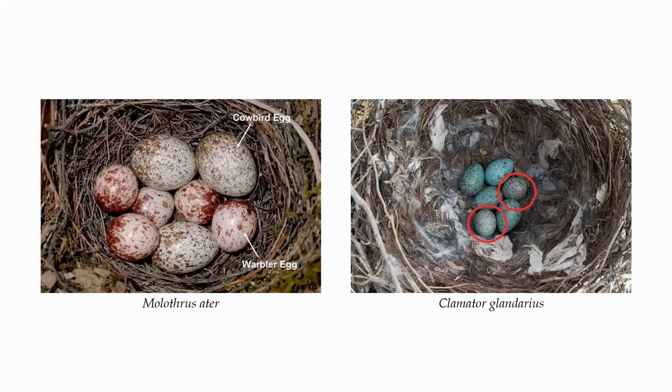Some brood parasites respond to this by evolving eggs that mimic the appearance of the host's eggs, while others produce larger eggs with thicker shells to make it harder for the hosts to break them or push them out of the nest. And many also remove some of the host's eggs after depositing their own so as to not alter the size of the clutch, which might otherwise alert the hosts that the nest has been tampered with.